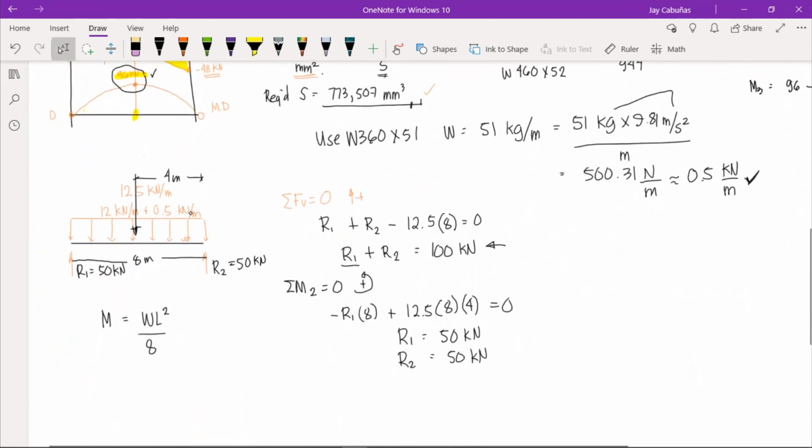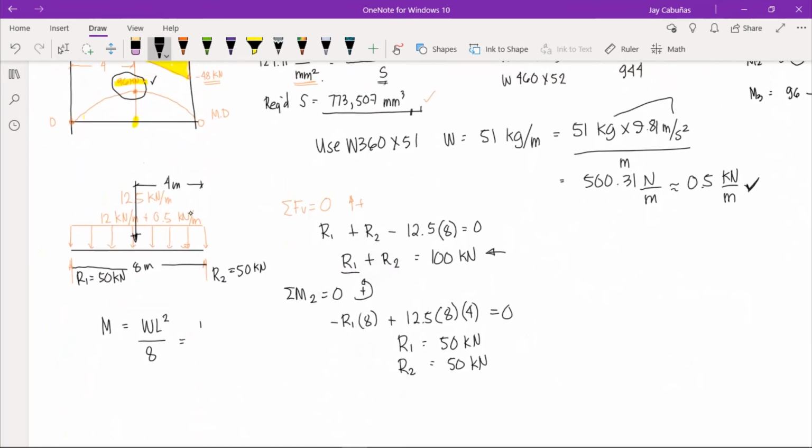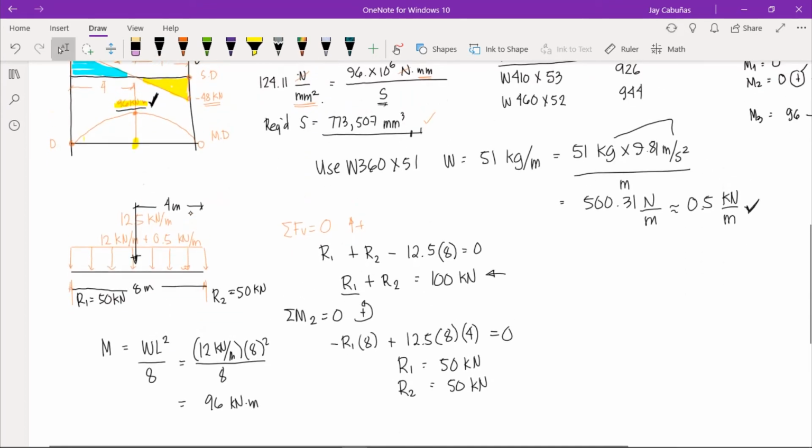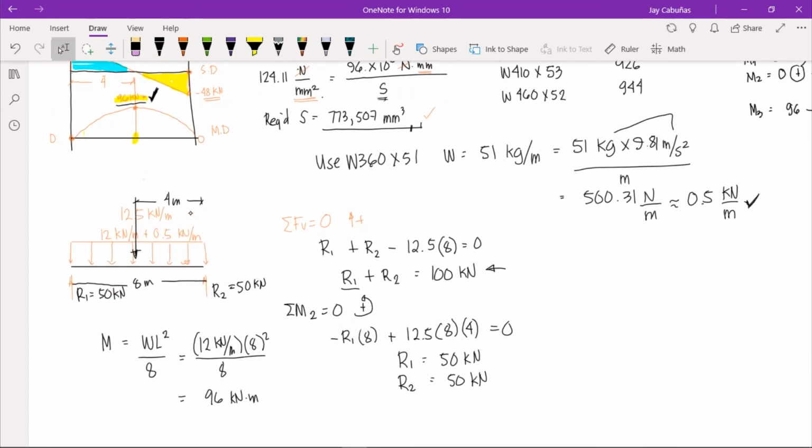Okay, so if we have 12 kilonewton per meter load, the length of the beam is 8, squared, over 8. The maximum moment is 96 kilonewton meter. Okay, so therefore we have the same answer, either using the area method, the moment equation method, or the direct substitution using the formula WL squared over 8.